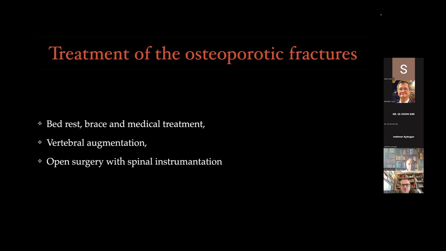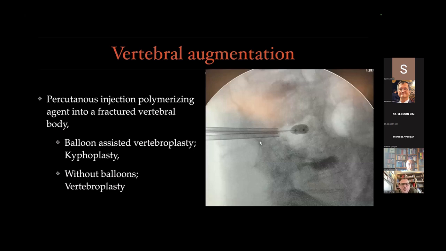What is the treatment of osteoporotic fractures? Dr. Kim talked about the first step of treating osteoporotic vertebral fractures. The first step is of course bed rest, brace, and medical treatment, the conservative treatment. What is the second step? The second step is vertebral augmentation, which I will talk about. And the third step, for some patients, is open surgery. What is vertebral augmentation?